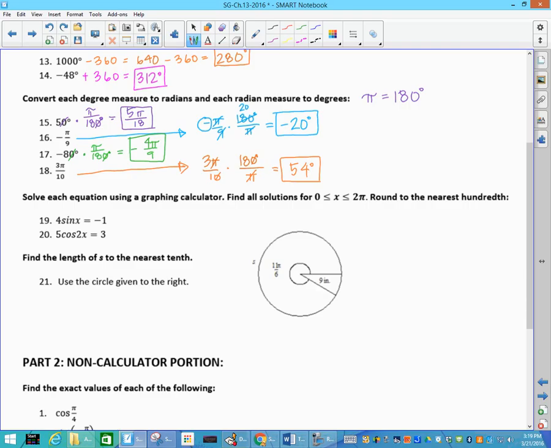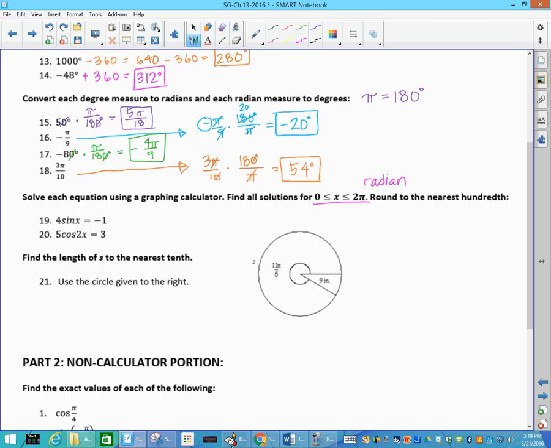Okay, moving quickly. Solve each equation using a graphing calculator. Find all solutions between 0 and 2 pi. So that's a clue that you need to make sure your graphing calculator is in radians. Round to the nearest hundredth. There's two zeros in 100, so make sure you have two places.